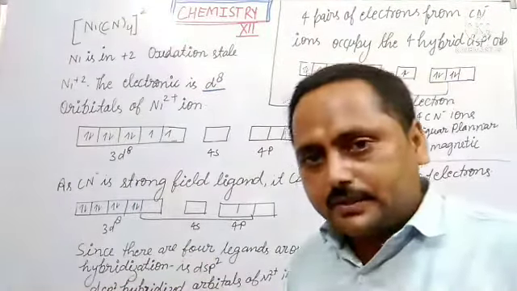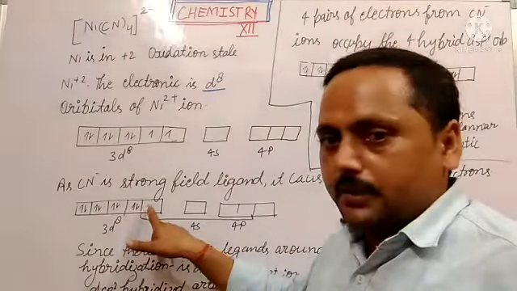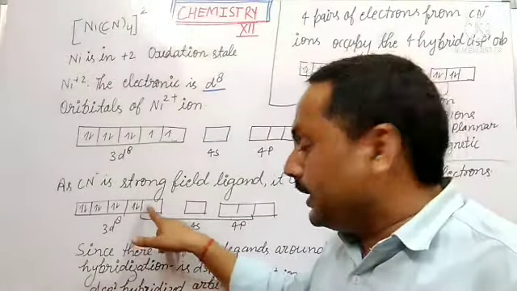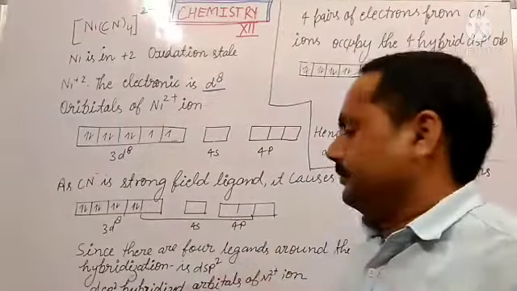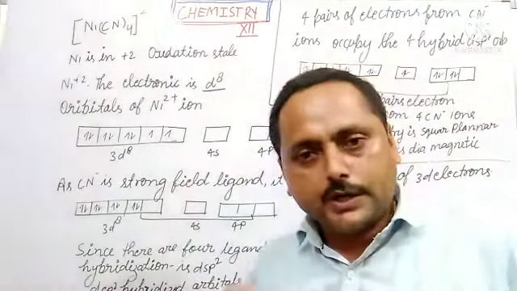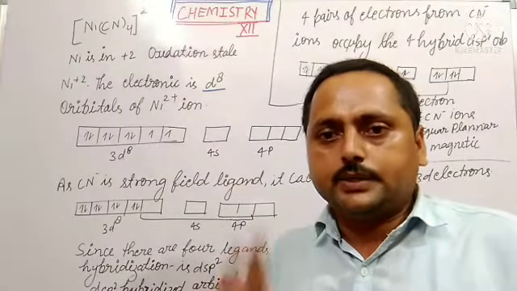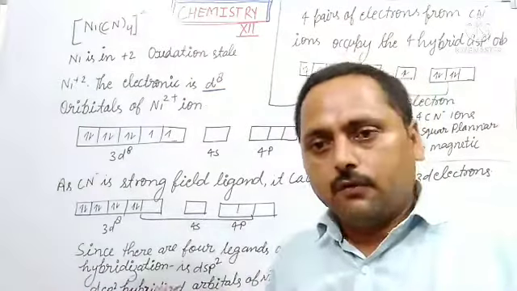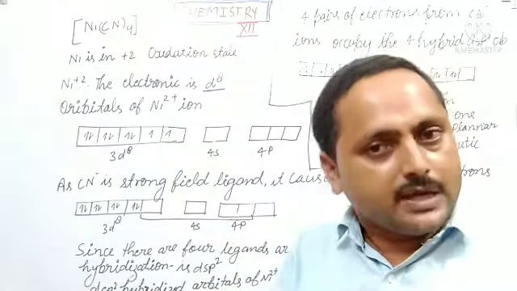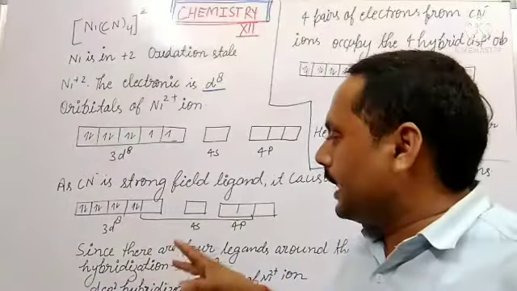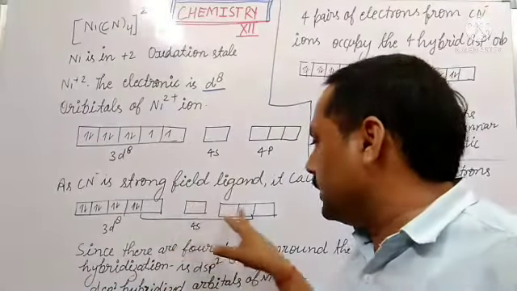So what will be next? Next will be like this. Here, one d orbital will be empty, along with one s and two p orbitals. Since the coordination number is 4, it will use 4 empty orbitals. So we have 1 d orbital, 1 s orbital and 2 p orbitals available.